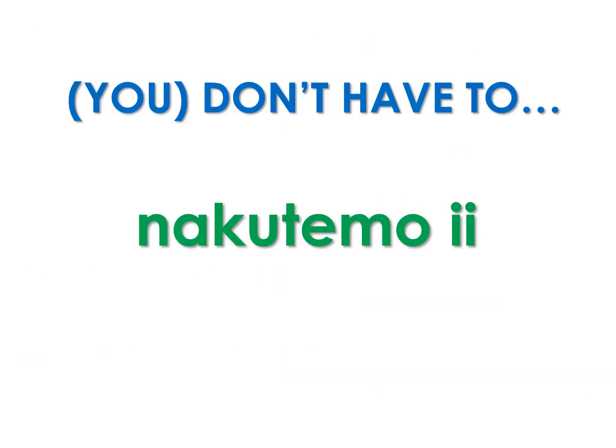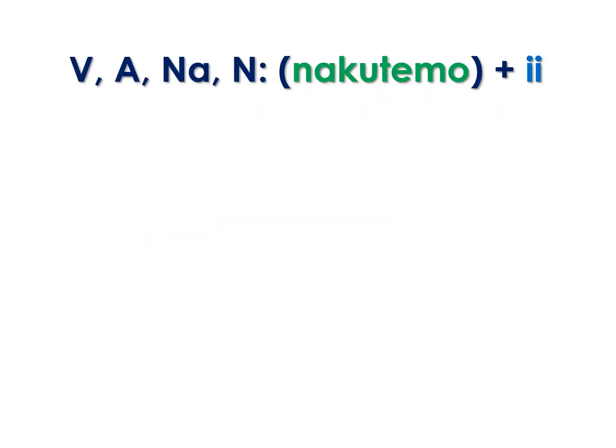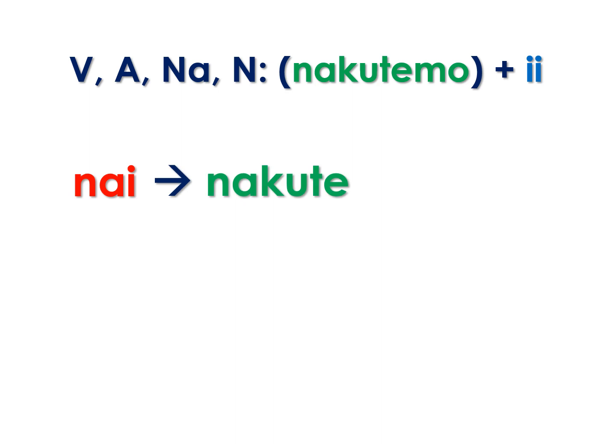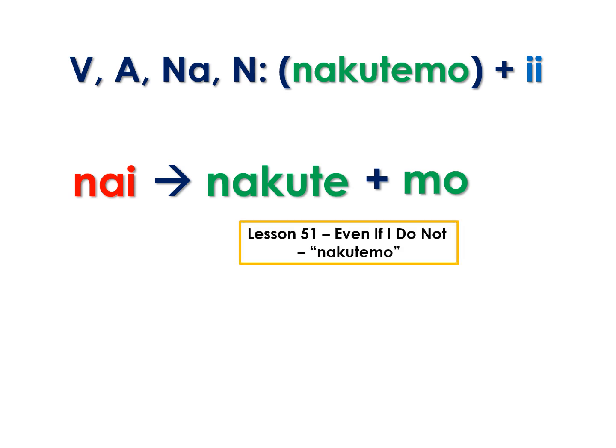Let's look more closely at where nakutemo ii came from. For verbs, adjectives, and nouns, there is a nai form or the negative form. From it, we form the negative te form, nakute, and we add the particle mo to form nakutemo, which means even if you don't do. This was the topic of the previous lesson, lesson 51, even if I do not.